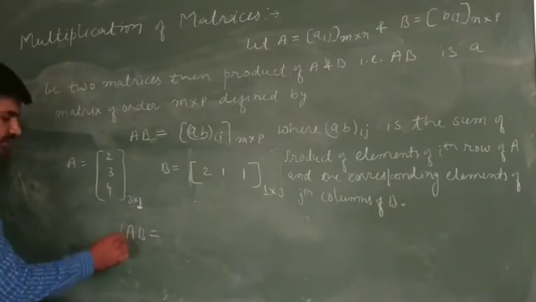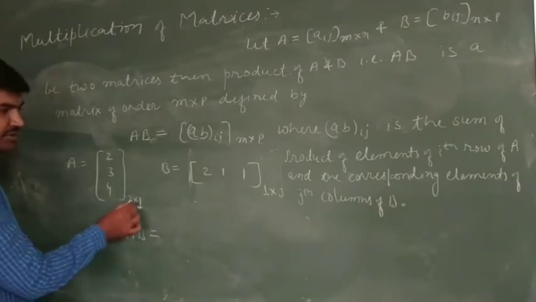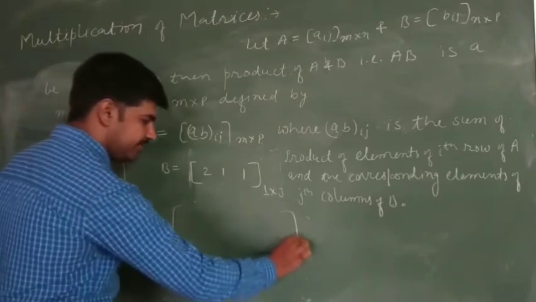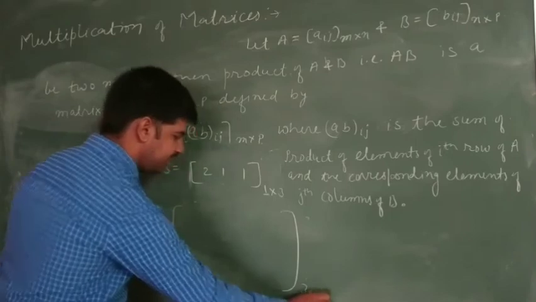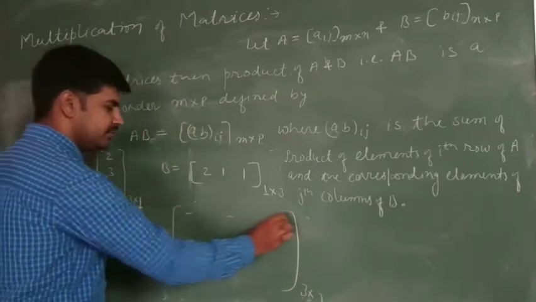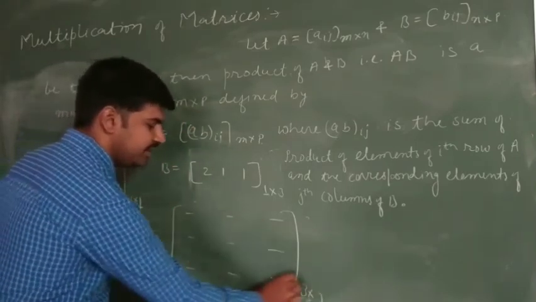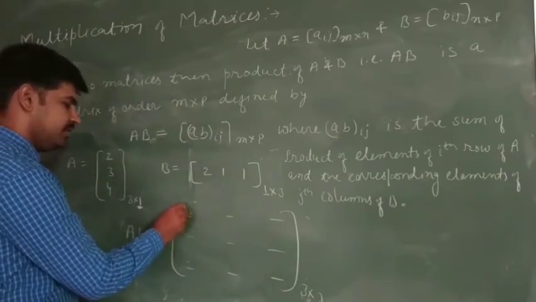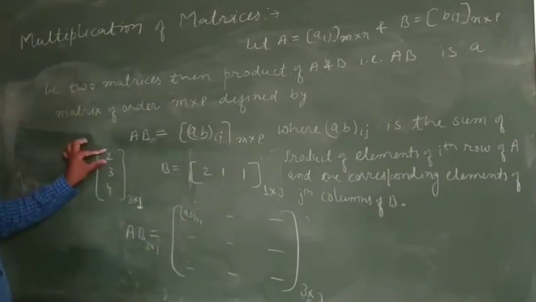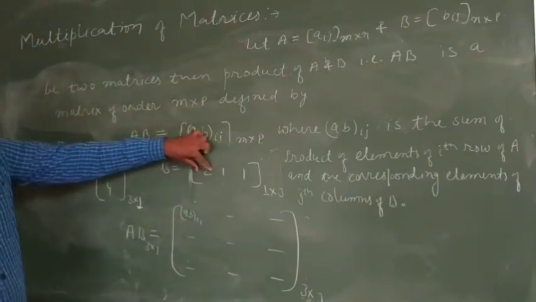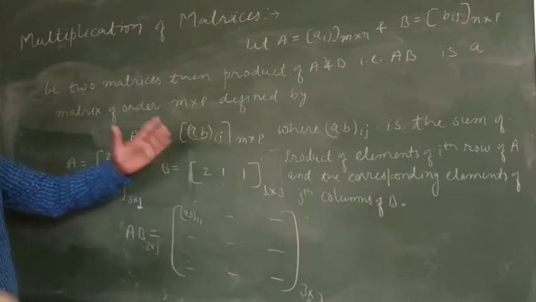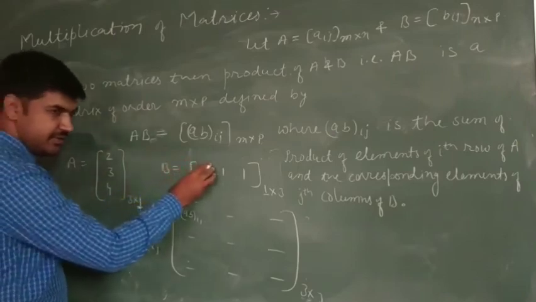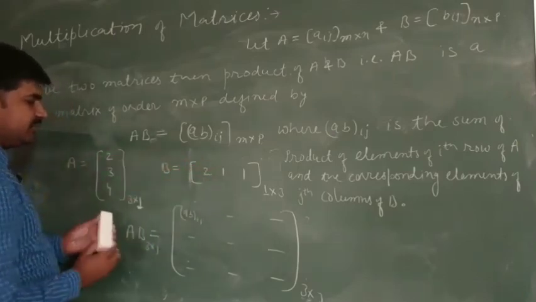Okay, and what will be the order of AB? The order of AB will be 3 by 3. So since the order of AB is 3 by 3, there will be 9 elements. If I talk about the first element here, that is AB11, the first row of A will be multiplied by the first column of B, corresponding elements will be multiplied and then added. Since there is only one element in the first row and one element in the first column, 2 multiplied by 2 is equal to 4.